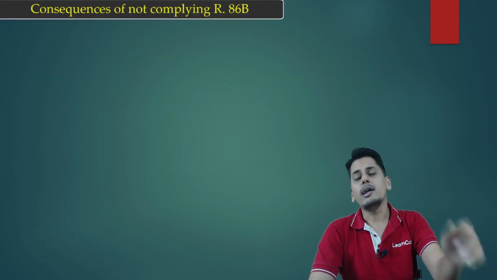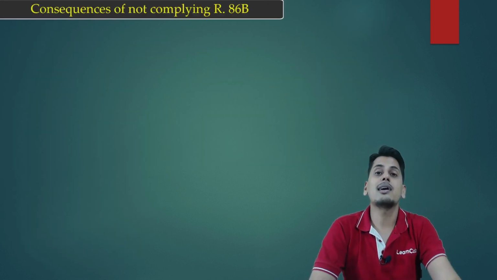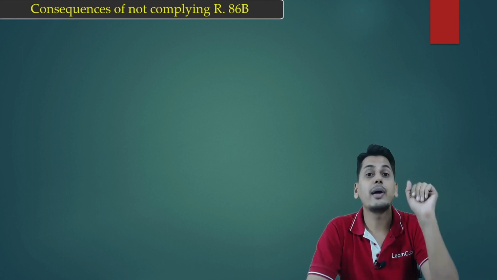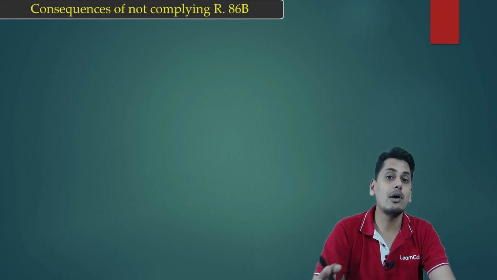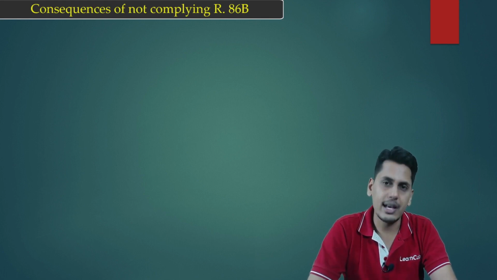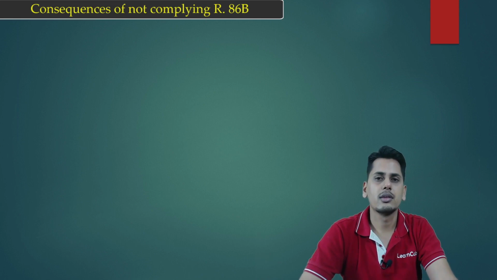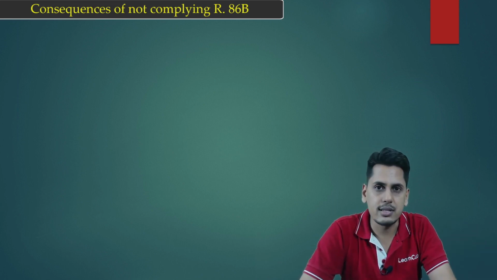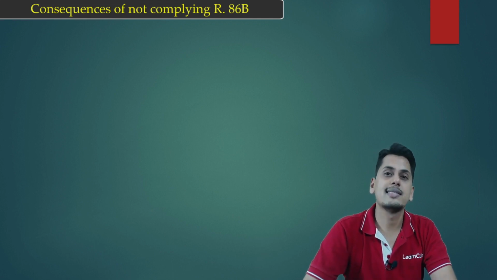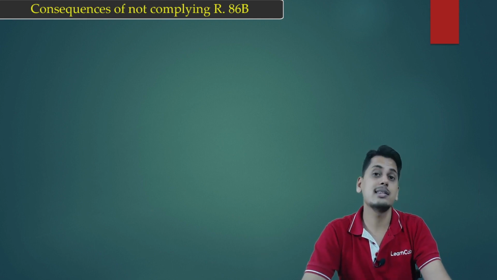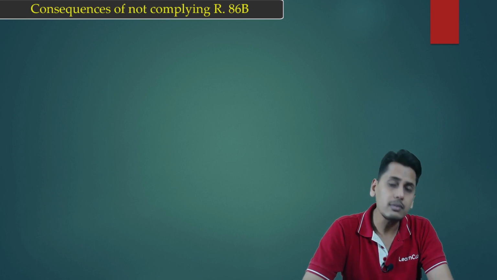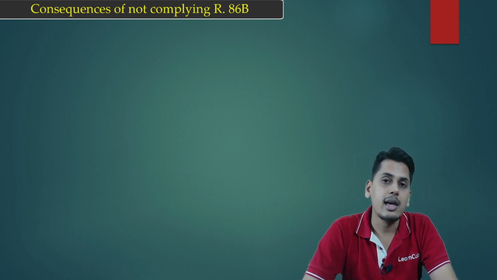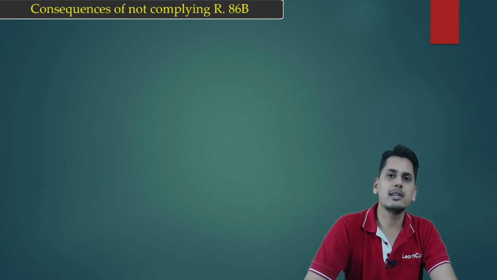Now friends, what are the consequences of not complying with Rule 86B? Rule 86B is that I need to pay at least 1% of the total liability from my cash ledger. What if I don't do so? Is this automated or does it need to be done on a self-assessment basis? This needs to be done on a self-assessment basis. The assessee himself has to assess, and if 86B is applicable to him, make the calculations accordingly and then file the returns. What if he doesn't do so?